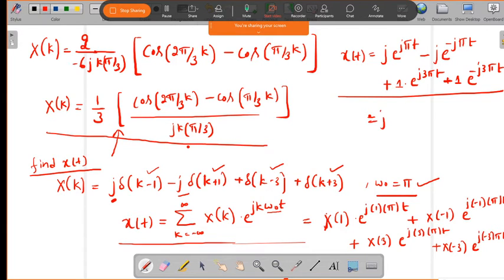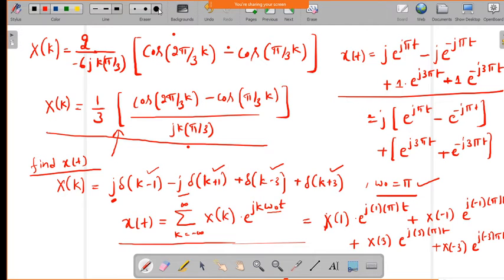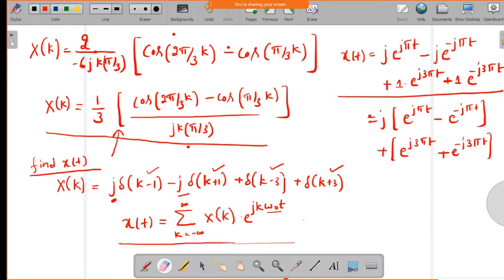So if you take j common here, you will get e power j pi t minus e power minus j pi t. So this you can express in some form, and this also you can express in some other form, that is e power j 3 pi t plus e power minus j 3 pi t. So express this one. Have you got it? Anybody got it?